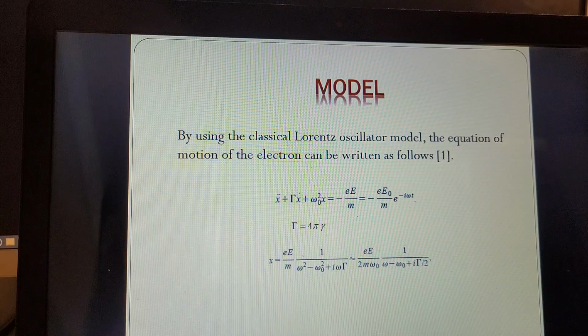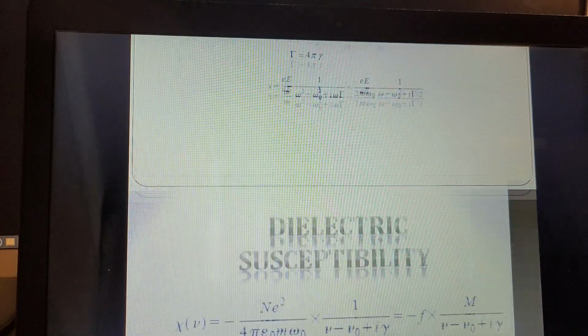If you solve this differential equation, you can write down the distance and the position x in this form. So now we know the position of the electrons in this medium.